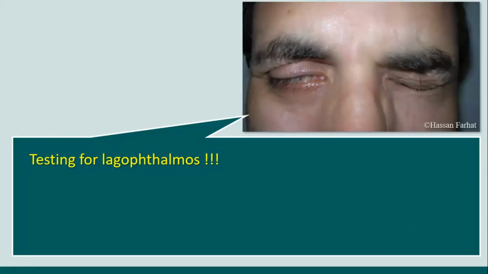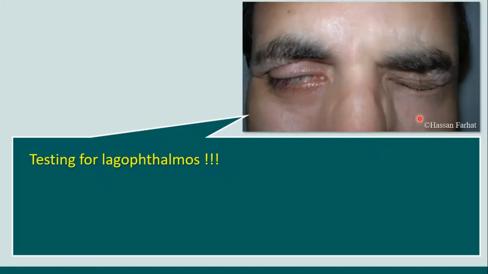Some learners might be confused and say that while studying lagophthalmos in references, we usually see pictures like this. In a picture like this, you will see that the patient is actually asked to forcibly close their eyelids, because here there is a forcible closure of the eyelids. And we usually see the comment below the slide: lagophthalmos of the right side. So again, in some references, whenever they are talking about lagophthalmos, they usually bring a photo like this. So learners might think that in order to test for lagophthalmos, we need to ask the patient to forcibly close their eyelids.